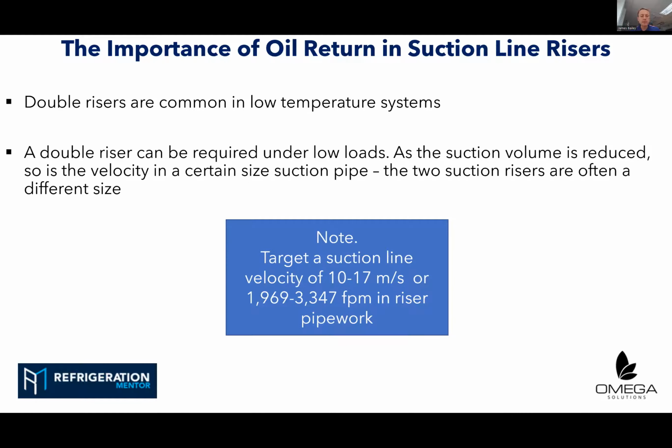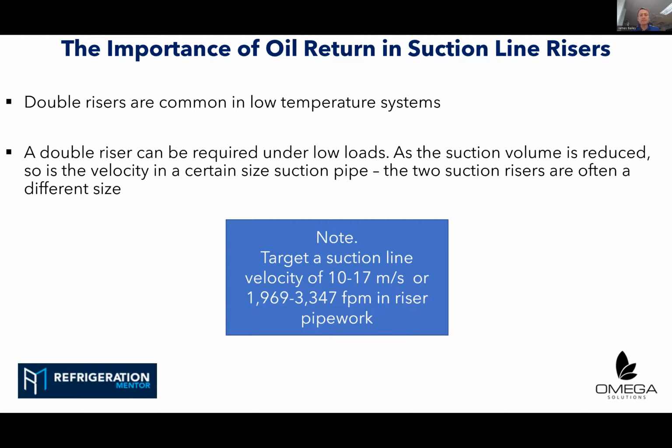Generally, I see them where you've got 6 fixtures connected to a riser. Double riser, as we said, can be required under low loads. As the suction volume is reduced, so is the velocity in certain suction pipe. The two risers are often a different size. So just put a notation there.